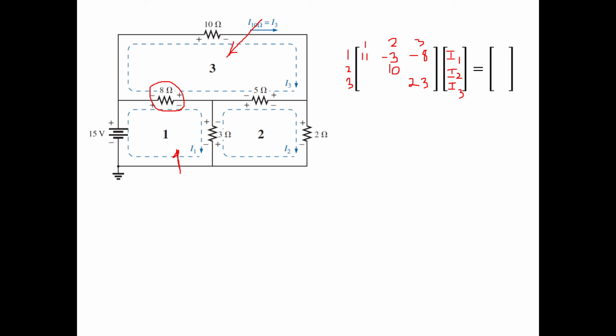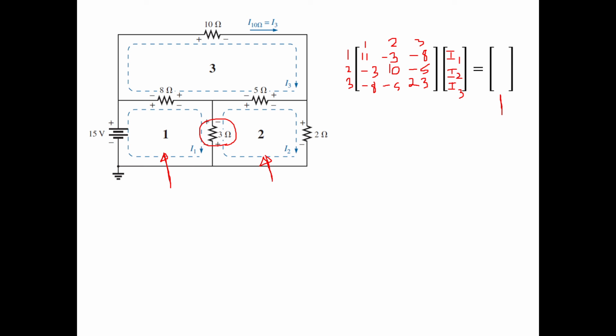So the next element that we are going to write is 2 comma 1. Go to loop number 2 and loop number 1. Is there any resistance common between loop 2 and loop 1? Yes, 3. So here you have to write minus 3. In the same way you can continue. So this point will be minus 5. Between loop number 1 and 3, this is minus 8, and between 2 and 3 it is minus 5. So we have completed the matrix.